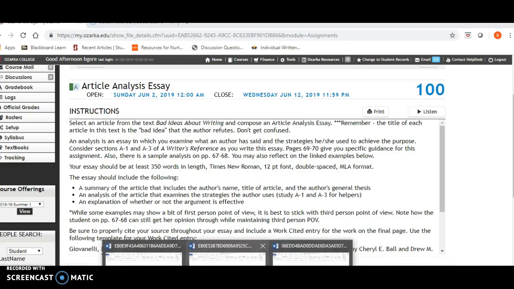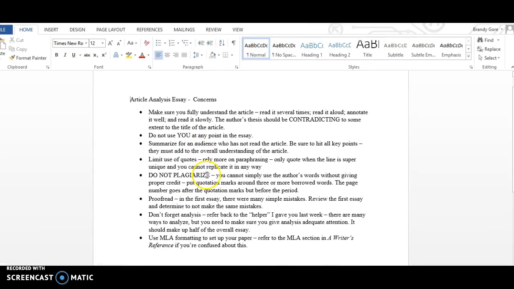So some concerns when it comes to this assignment. Number 1, make sure you fully understand the article that you have chosen. If you have a printer, print it off, and of course you don't want to print the whole Bad Ideas About Writing textbook off. That would be a waste of ink and paper. Print your article off and read it several times. Read it aloud. That's a good habit for you to get into anyway. Annotate your paper well and read it slowly, okay?